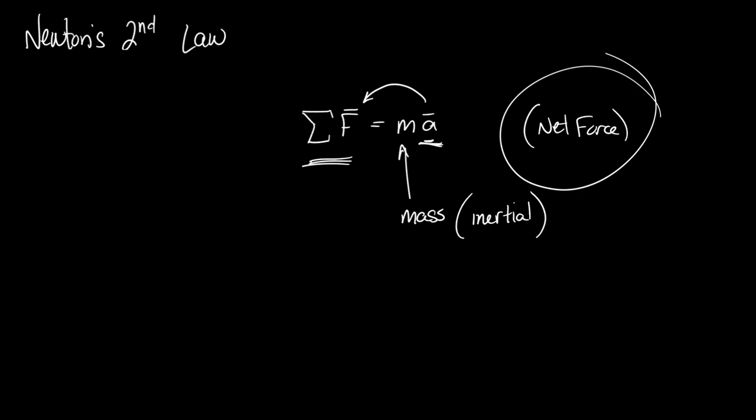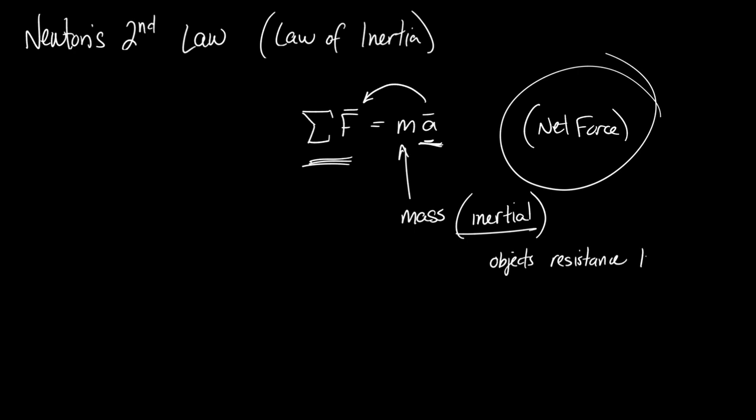Because what we're really talking about here is the object's inertia. Newton's second law is often called the law of inertia. And the word inertia means an object's resistance to changes in motion. Now, that's what this law actually states.